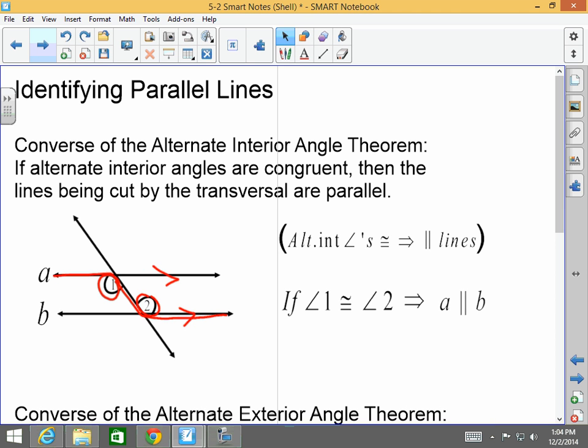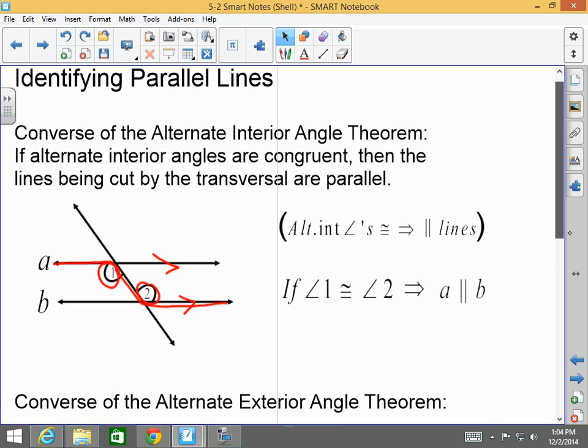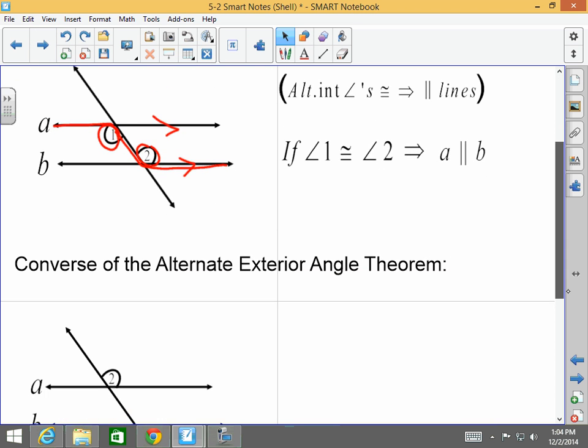So we're really learning nothing new here today. It's just a converse, okay? So if alternate interior angles are congruent, then the lines being cut by the transversal are parallel. Okay?